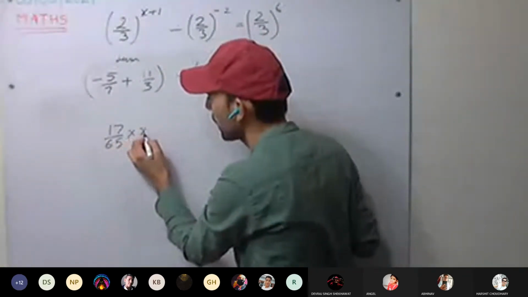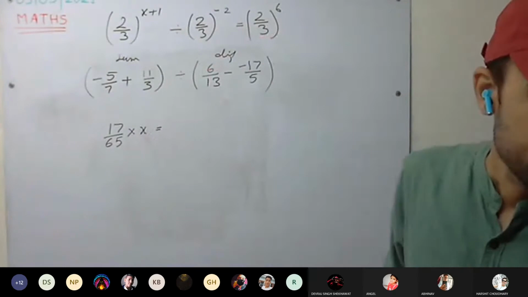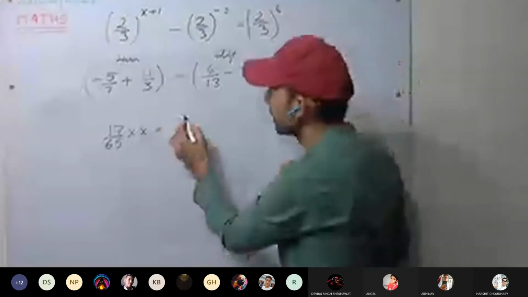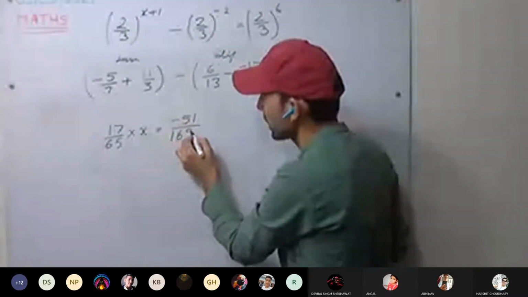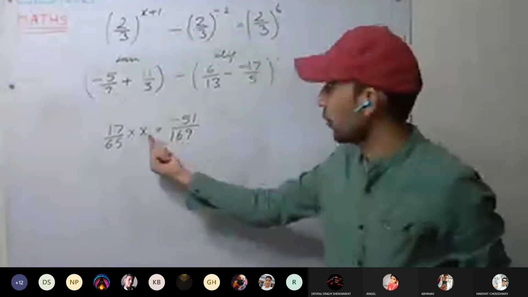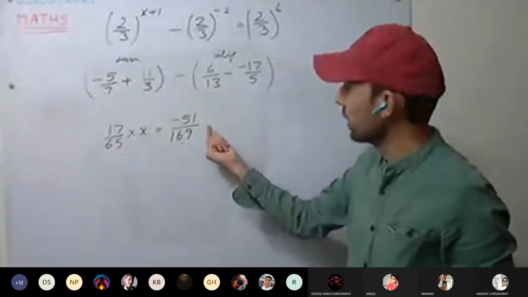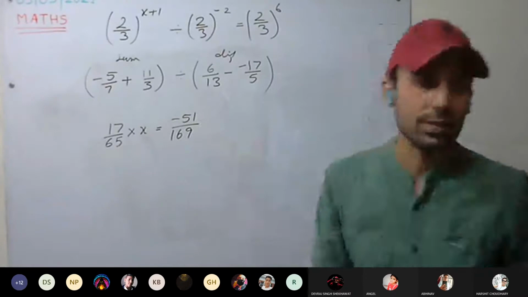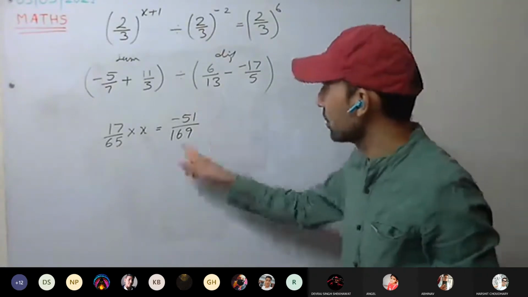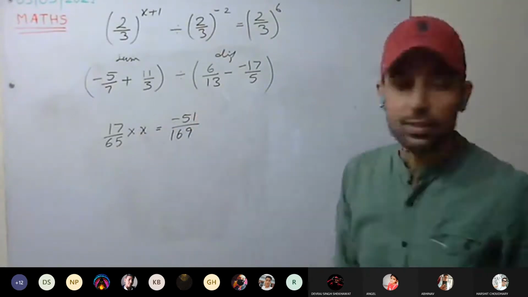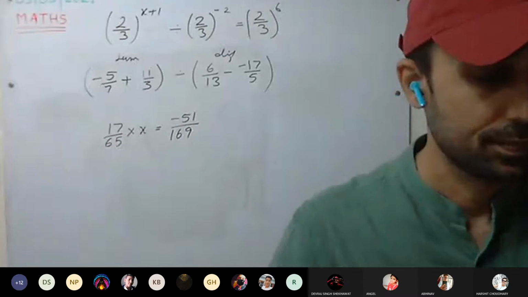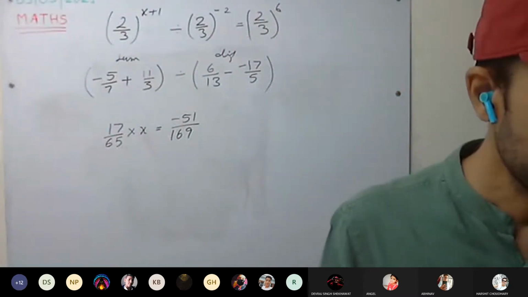Product of two rational numbers is given as minus 51 upon 169. Solve for x, take it on this side, divided by 17 upon 65. Then take the reciprocal, it will convert into multiplication. Now they will cancel, 17 3 times. You can do that one. This is clear.